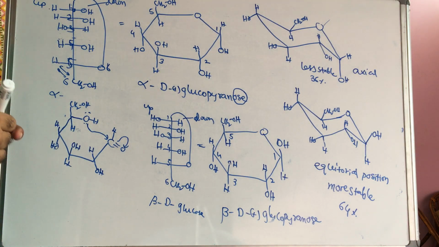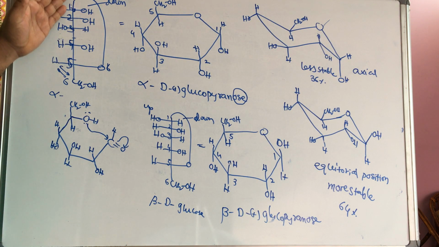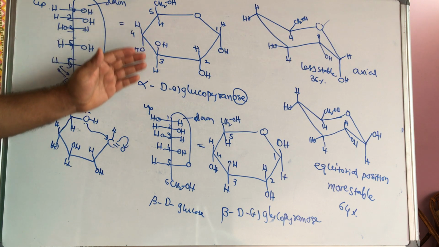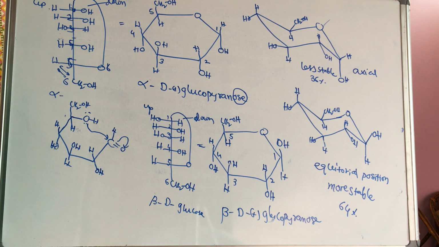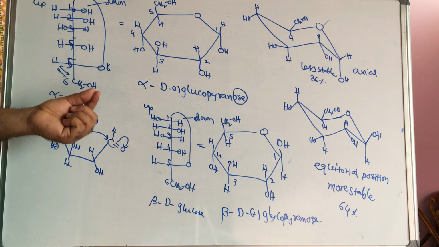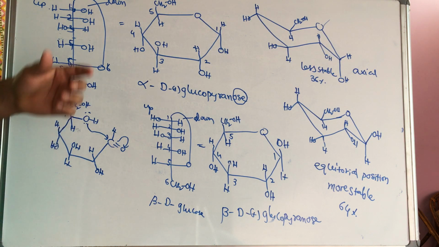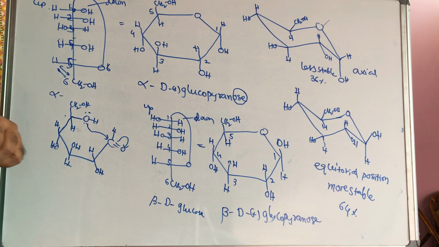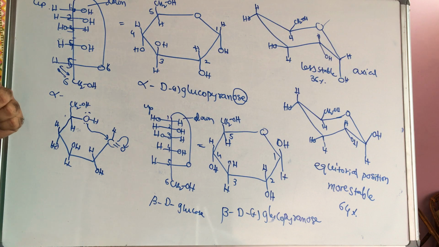So today I discussed mostly about glucose: preparation, structural elucidation, alpha and beta form, and mutarotation. Mutarotation means what? A spontaneous gradual change of specific rotation of an optically active carbohydrate. That is called mutarotation. This mutarotation will be sped up by adding a small amount of acid or a small amount of base.